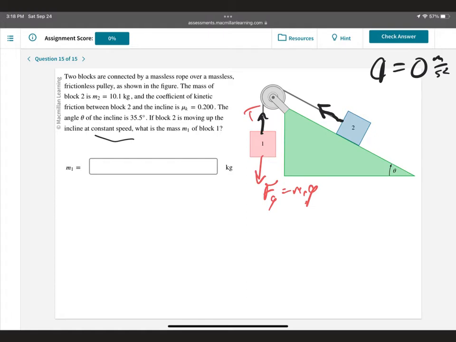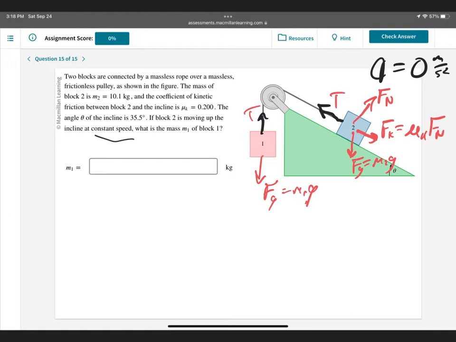We have the tension force pulling it up the incline. We have a gravitational force acting straight down, which is going to equal Fg equals m2 times g. And we have a frictional force going down the incline. It's sliding, so it's going to be the force of kinetic friction, which is going to be mu for kinetic friction times the normal force. And we also have a normal force that's going to be perpendicular to the surface. Alright, so that's all the forces acting, and those forces are going to balance out.